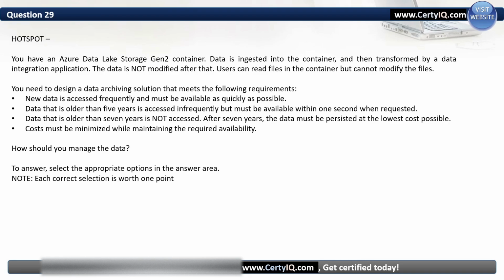Data that is older than 5 years is accessed infrequently but must be available within 1 second when requested. Data that is older than 7 years is not accessed. After 7 years, the data must be persisted at the lowest cost possible. Costs must be minimized while maintaining the required availability. How should you manage the data? To answer, select the appropriate options in the answer area. Note, each correct selection is worth 1 point.